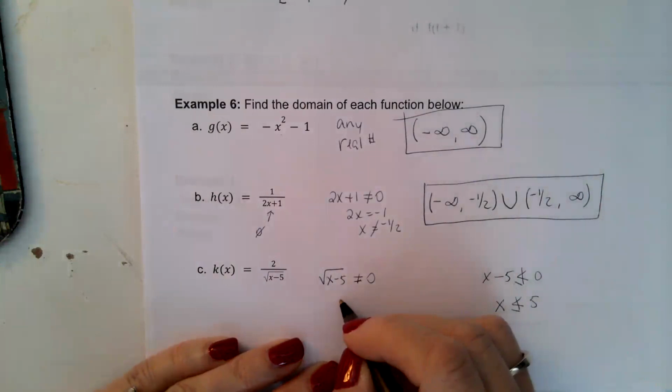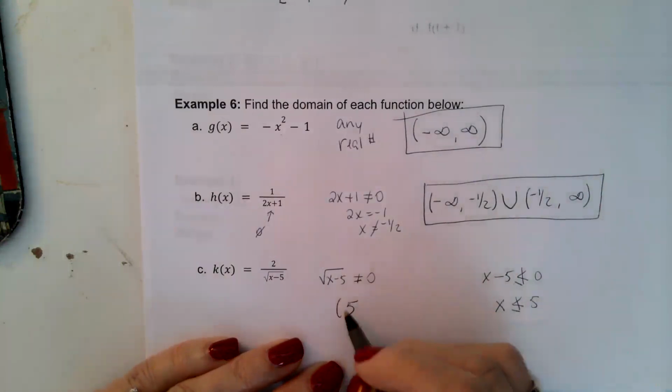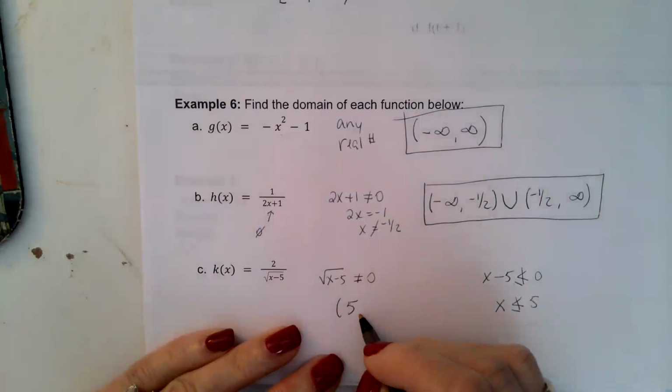So that means my domain is going to be starting at 5 with an open parenthesis because it can't actually equal 5, and it's going to go up to a positive infinity.